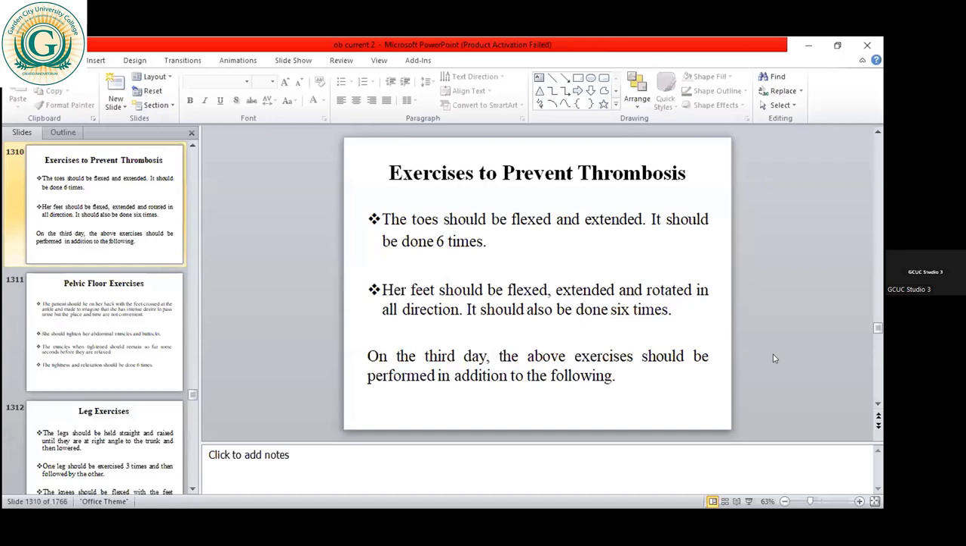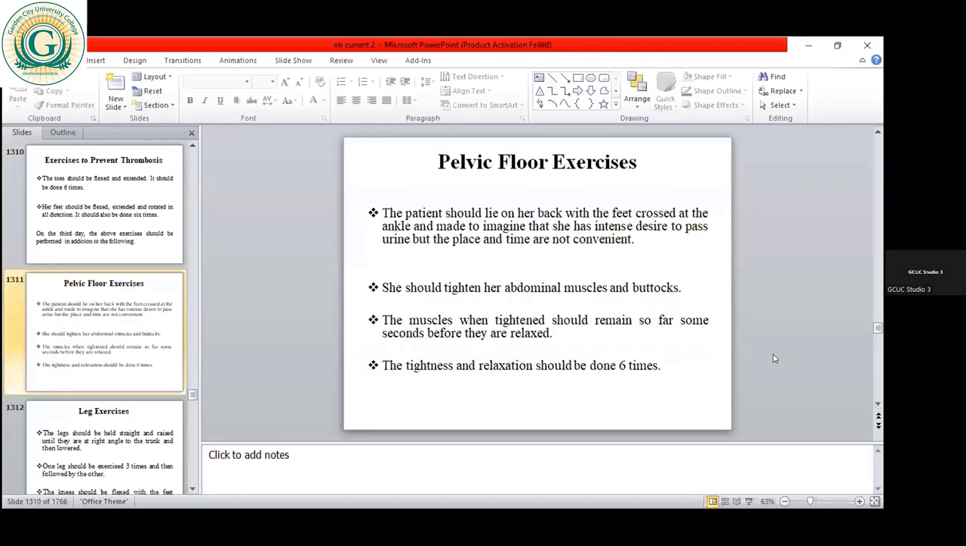Unfortunately, we are not seeing that today. We do the practical aspect of it, but you just imagine it. The toes, while the woman is still lying on a bed, flex the toes and rotate them. On the third day, the above exercise should be performed and you continue into the following.